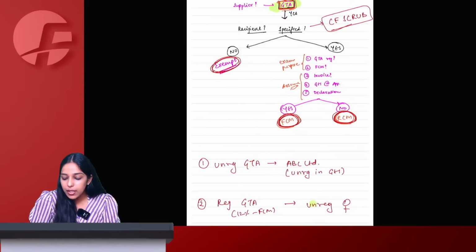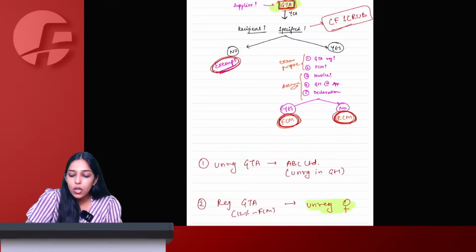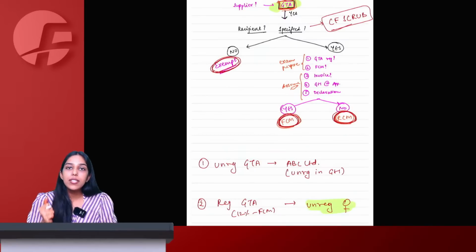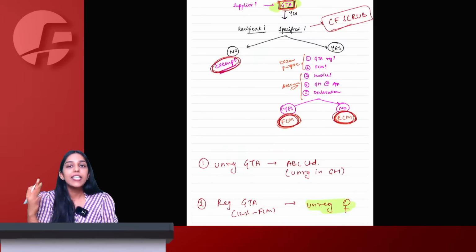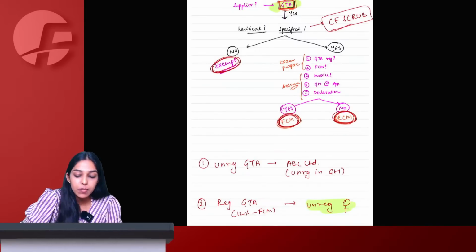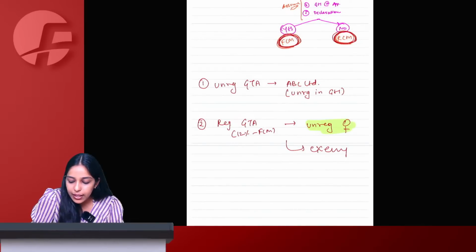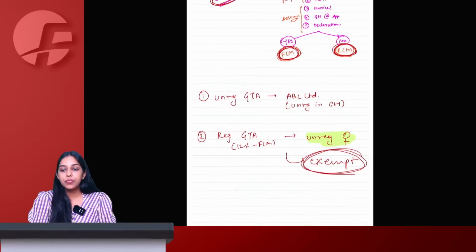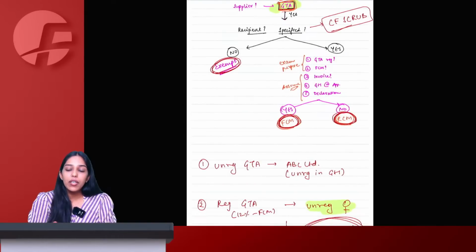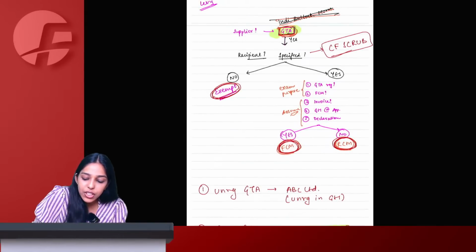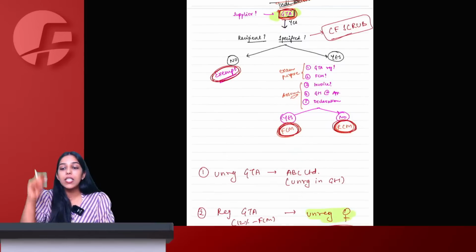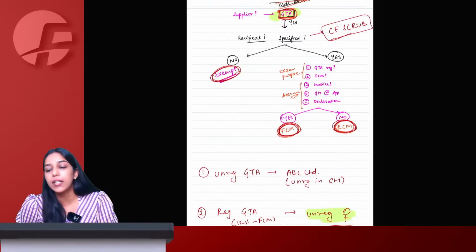Point number 2, the recipient is an unregistered individual and does not fall in CF scrub. Because the recipient is an unregistered individual, he is not a specified person. Therefore, this is going to be exempt under GST. But point number 1, we are saying that the supplier is a GTA and the recipient is a specified recipient.